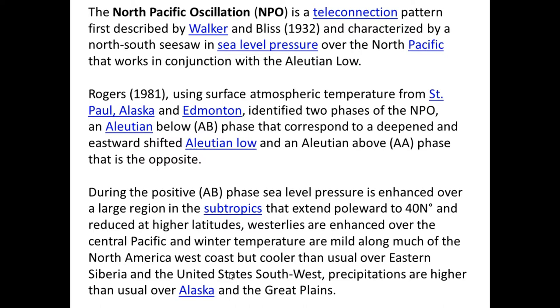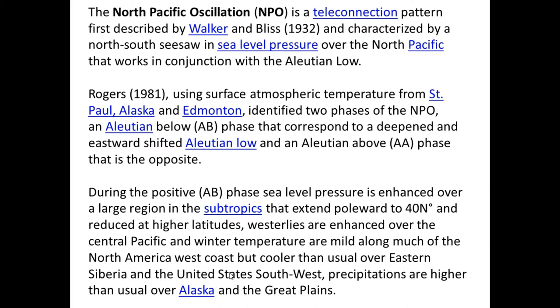Okay, so I've been talking about the PDO, Pacific Decadal. This is now the North Pacific Oscillation. Rogers, using surface temperature, atmosphere temperature from St. Paul, Alaska, which is out on the basically the Yukon Delta flats, as well as Edmonton in Canada, identified two phases of the NPO. An Aleutian low phase that corresponds to a deepened and eastward shifted Aleutian low, an Aleutian above phase that is the opposite.